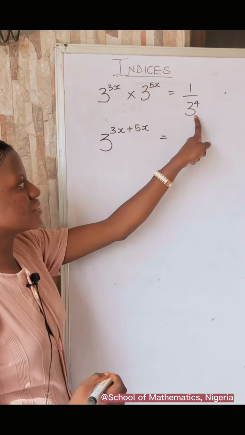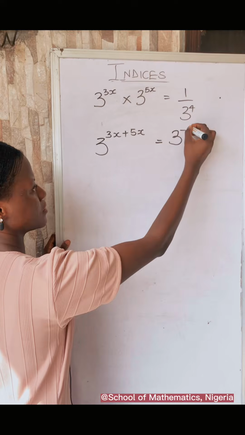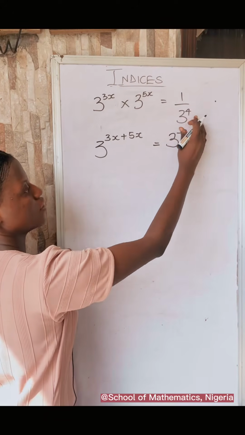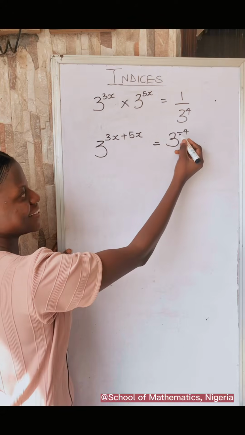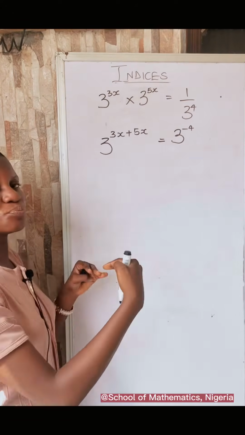Also, if we want this to look like this, we'll do this. The law of indices says when you have 1 over a base to its power, you just bring the base and have a negative to its power. I hope you get it. In this way, we're able to break it down.